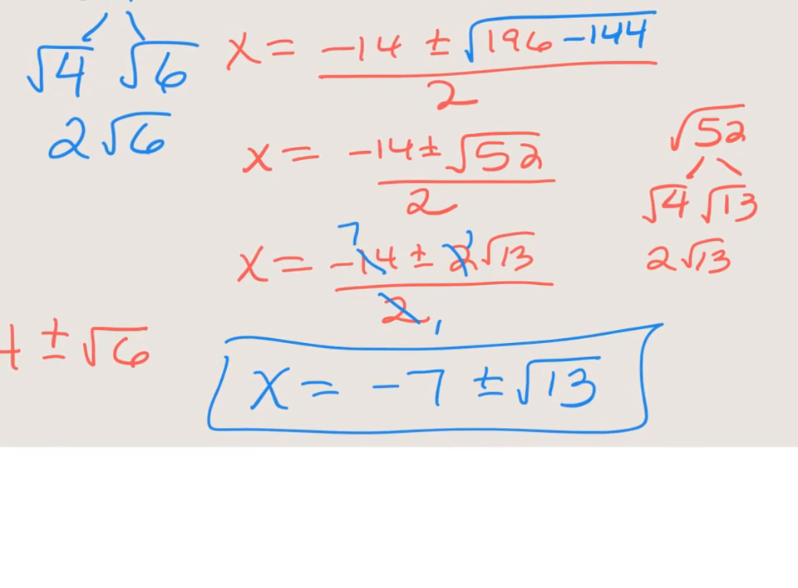Again, for WebAssign, you would enter it as negative 7 minus root 13, negative 7 plus root 13. Again, if it's only giving you one box, in the question it tells you to separate your answer with a comma. So that is it for the examples with using the quadratic formula.